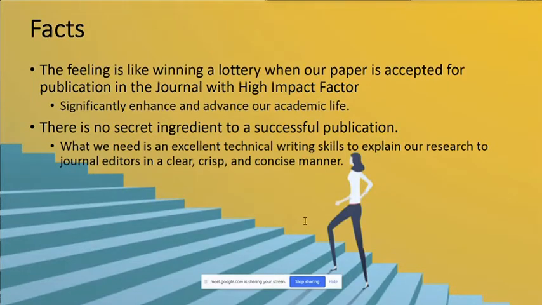As a student of masters and PhD, continuity is very, very important. So does being a lecturer. To explain our research to journal editors in a clear, crisp, and concise manner, how do you achieve that? Go back to the early slides where I talked about tips to good writing. Have a topic sentence, have a short sentence, and one effective paragraph.